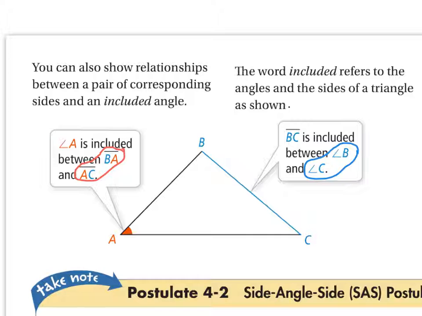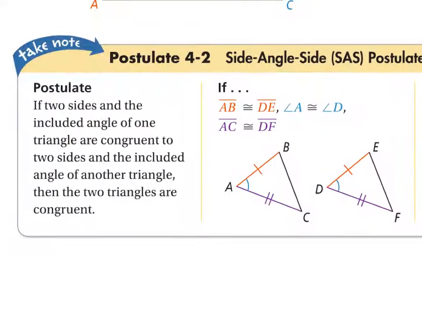All right? Make sense there? So an included angle is between two sides that we're talking about, and an included side is then between two angles that we're talking about. Okay? That will come into play more over the next couple of days. But it definitely comes into play in our next shortcut, which is called side angle side.